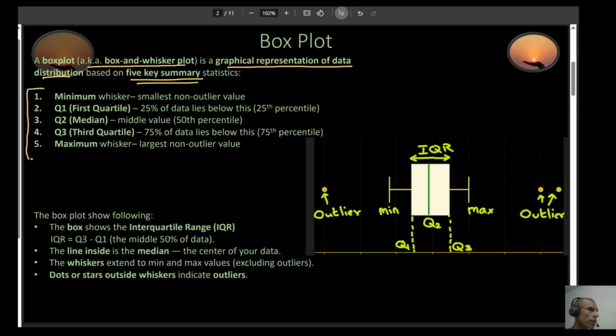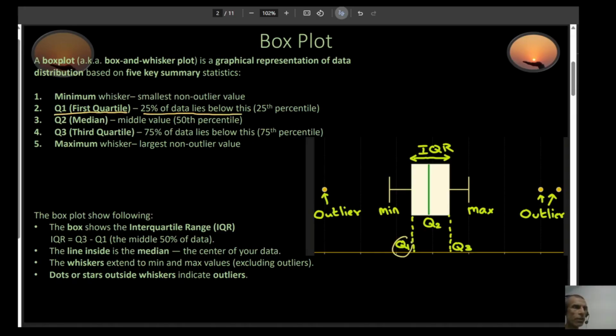These are your 5 key summary statistics. So the first one is minimum whisker. It is the smallest non-outlier value, which would be this point right here. Then you have Q1, another name for that is first quartile. 25% of your data is going to be lying below this. That would be this value right here. So this is your Q1.